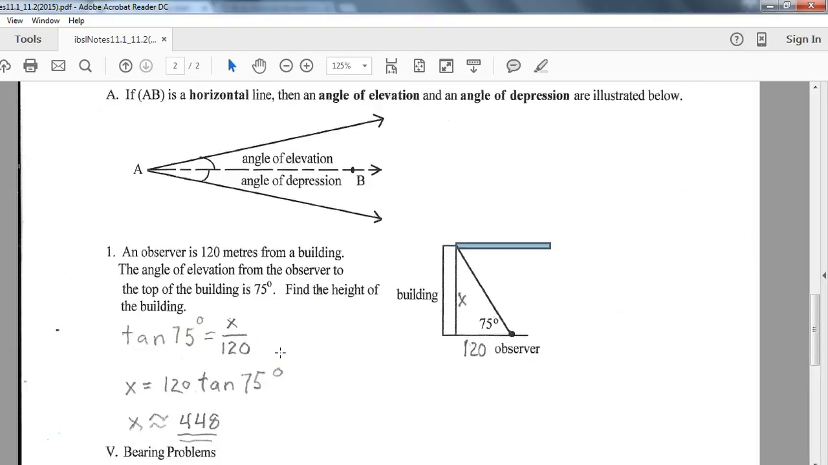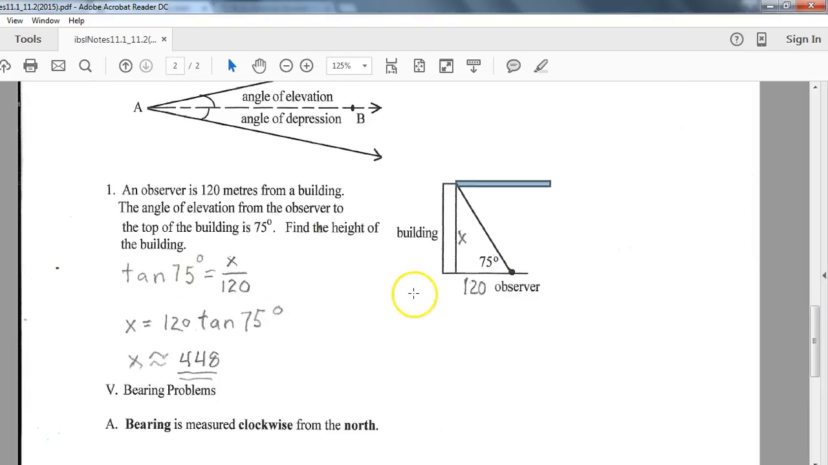But anyway, now that you have that, if they say cases like this, observers 120 meters from a building, so there's our 120 meters from the base of the building, angle of elevation is 75, and again, even if they were to say angle of depression was 75, I could still put that here, because as long as I put it with a horizontal line, I'm good. Find the height of the building, so now we can just use our basic right triangle trig to figure that out.